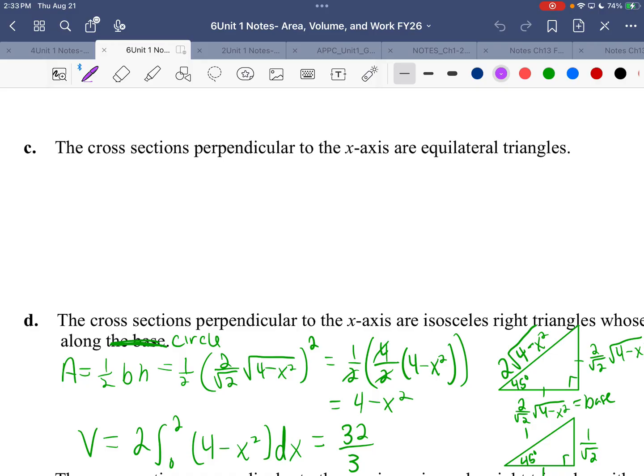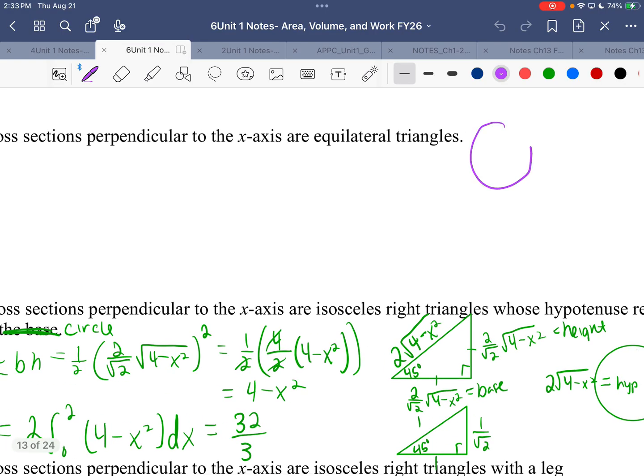So the cross sections are equilateral triangles and a circle.